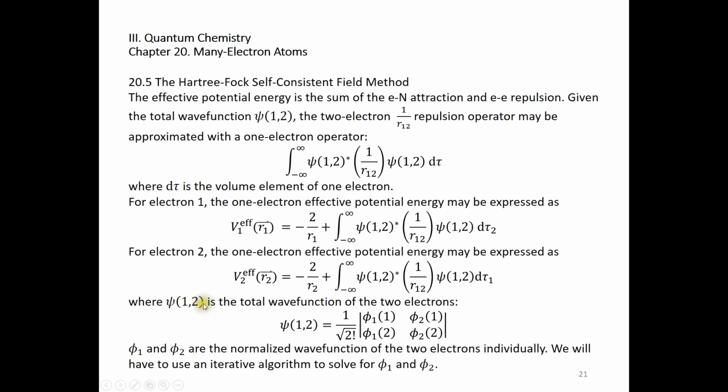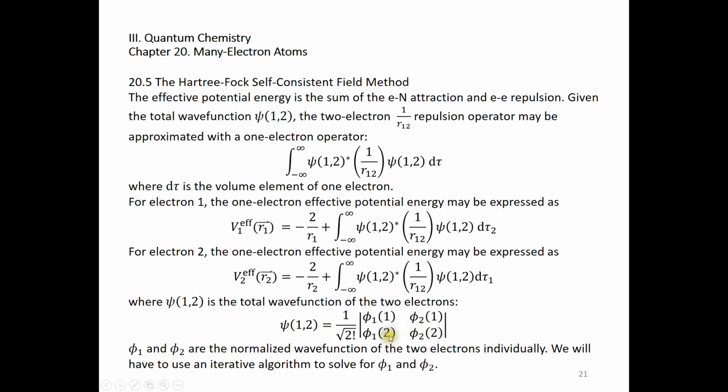The total wave function can be built up in a format of determinant. In this case, it's 1 over the square root of 2 factorial, the normalization factor over here, and a 2 by 2 determinant. You have electron 1 in the first row, electron 2 in the second row, phi 1 in the first column, phi 2 in the second column. It's a 2x2 determinant to ensure that this wave function is anti-symmetric under the exchange of 2 electrons.